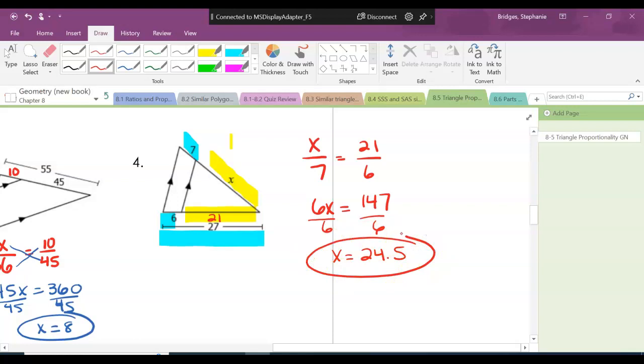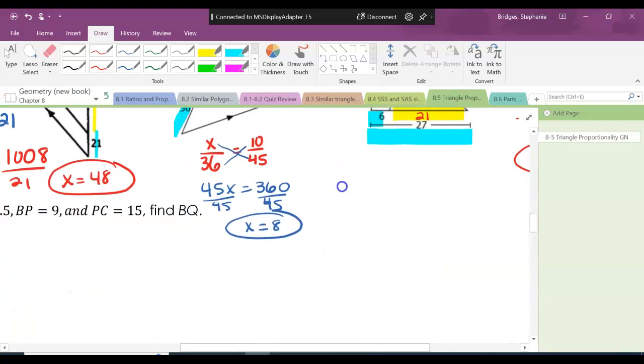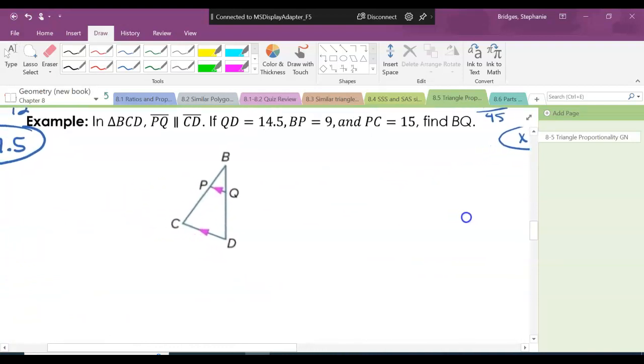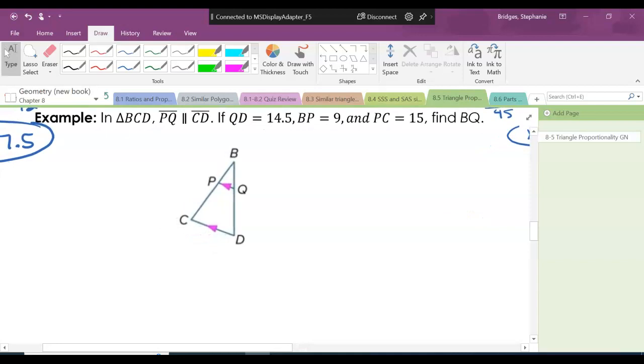Okay, stay on the same side of the triangle. Wherever x is, put either the bottom or the top part, and then do the same method on the other side. All right, let's take a look at this next one. We're going to have to do some labeling. It tells me that PQ is parallel to CD, so that means this is going to work.